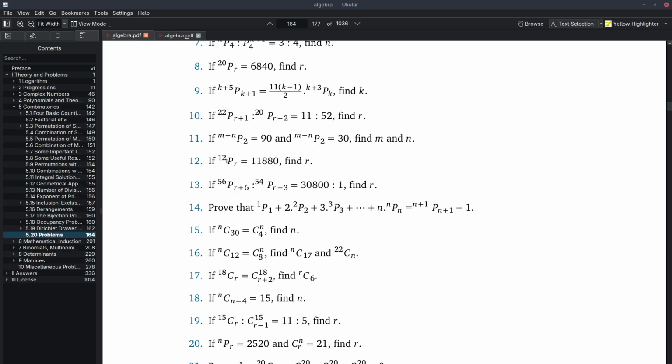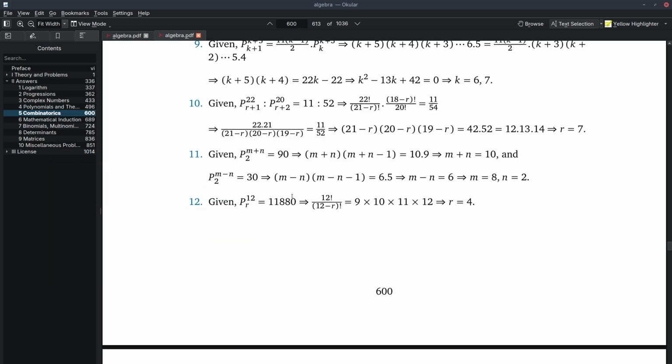Question 12 says that if 12pr is equal to 11,880, find r. So we expand it, we get 9 into 10 into 11 into 12 is equal to, this left hand side is equal to 9 into 10 into 11 into 12. So r is equal to 4. So if you follow the problems in serial, it should not be a problem.